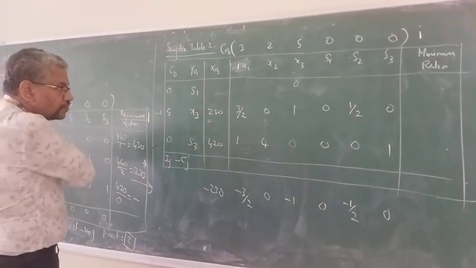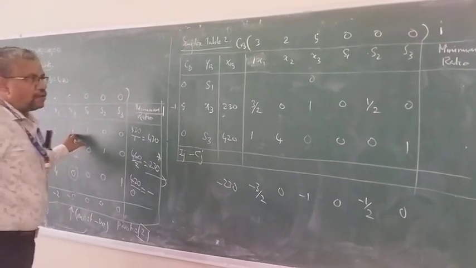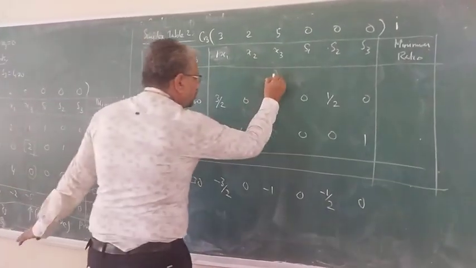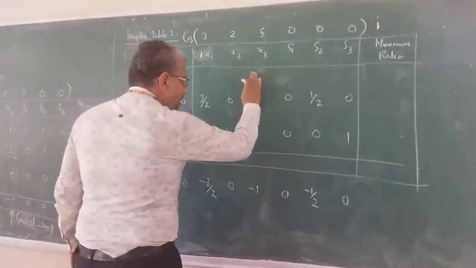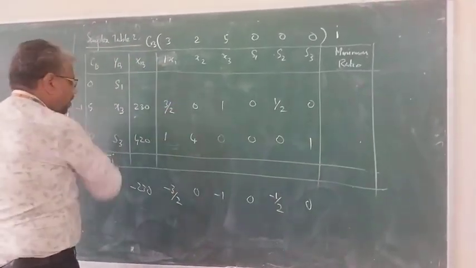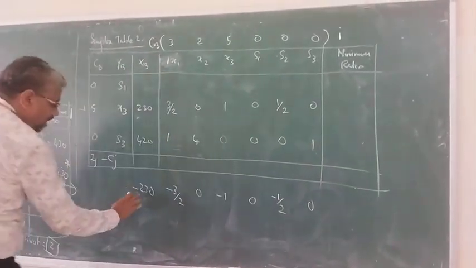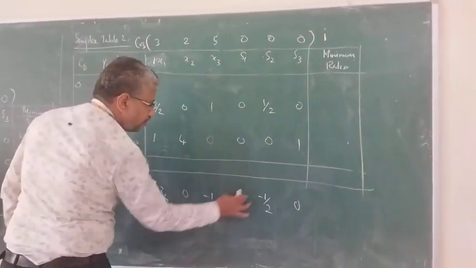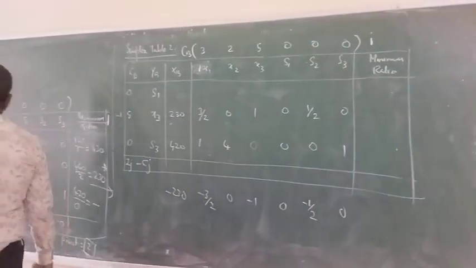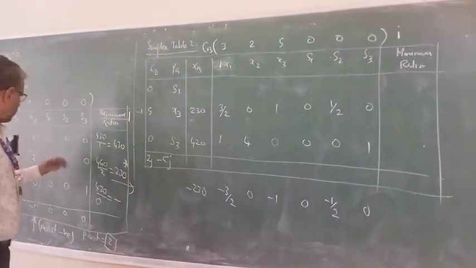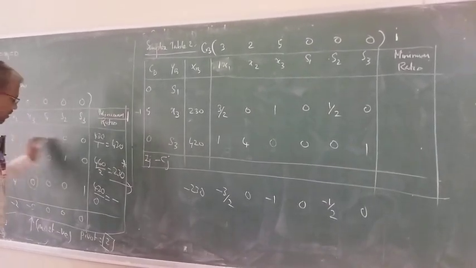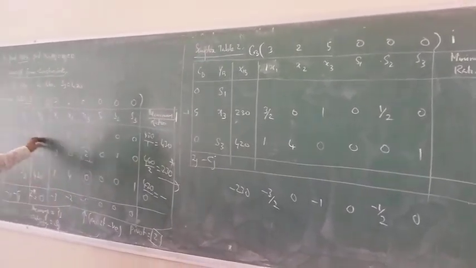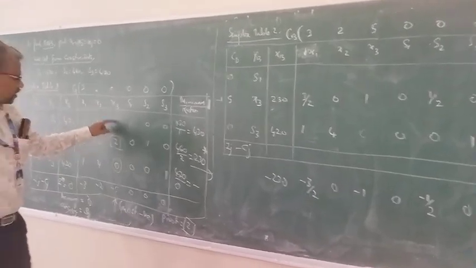So this must be equal to 0. So multiply by the opposite number, you will get minus 230, minus 3 by 2, 0, minus 1, 0, minus 1 by 2 and 0. Now you will have to add that with the actual equation that you are going to convert. So I am going to convert this one into 0.